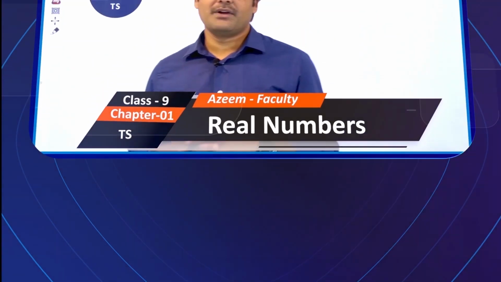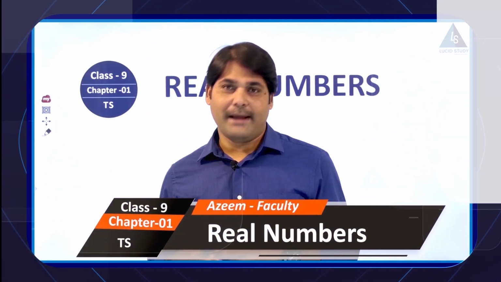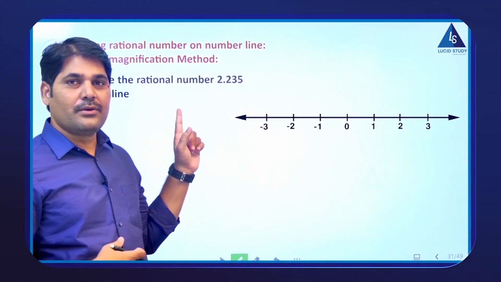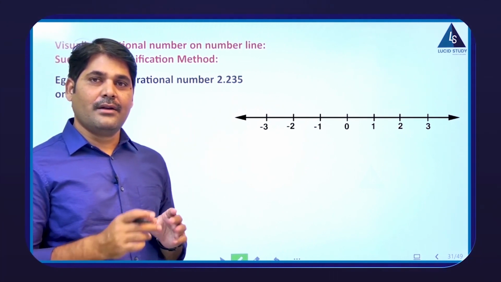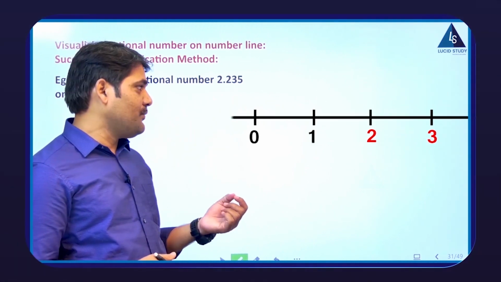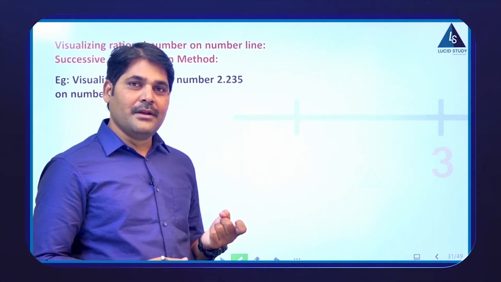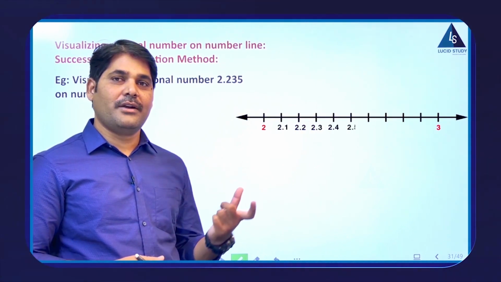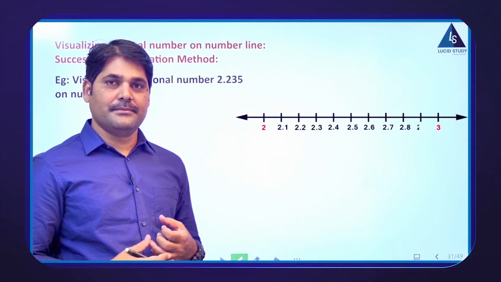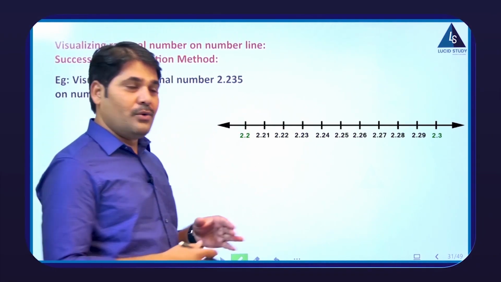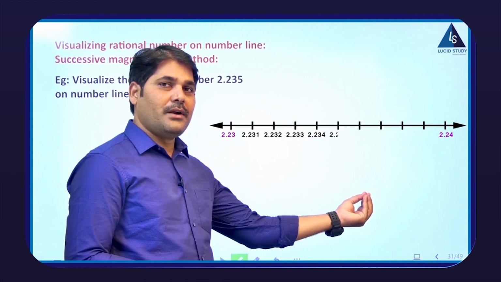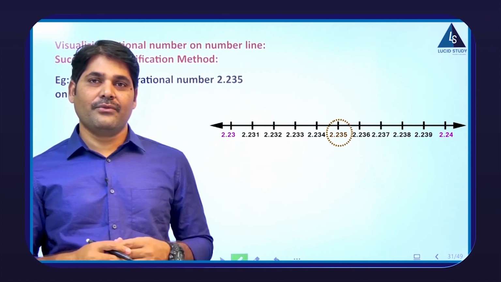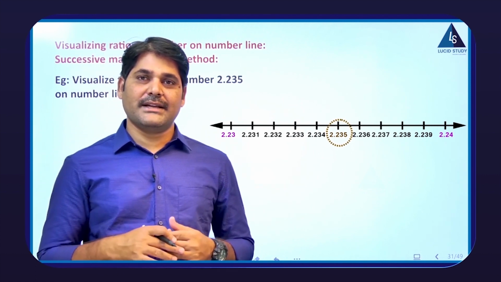Today we are going to discuss an interesting topic, that is the first chapter, real numbers. Now what we have to represent? 2.235. So this number will be lying between 2 and 3. If you magnify between 2 and 3, you will have 2.1, 2.2, 2.3, 2.4, 2.5 like this up to 3. Again our number is lying between 2.23 and 2.24, 2.235. So like this we will visualize by the successive magnification method.